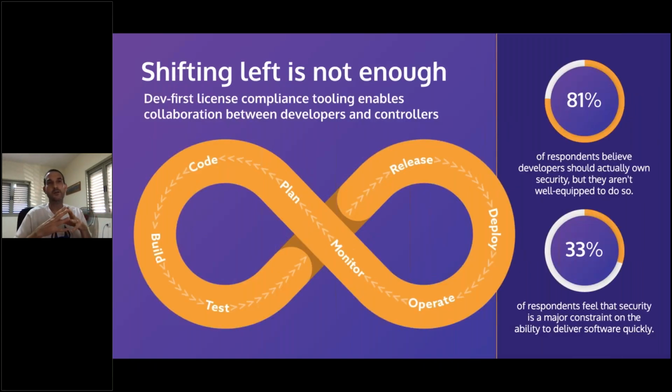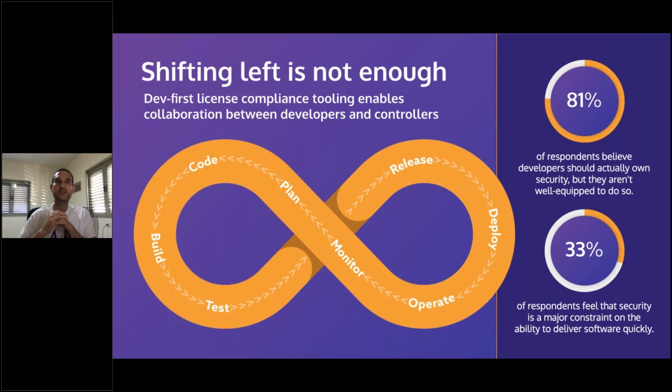So don't get me wrong here. I'm not saying that shift left isn't important. It's absolutely critical to be able to identify license issues as early as possible before it becomes too costly, too expensive to fix later on, but it's simply not enough.